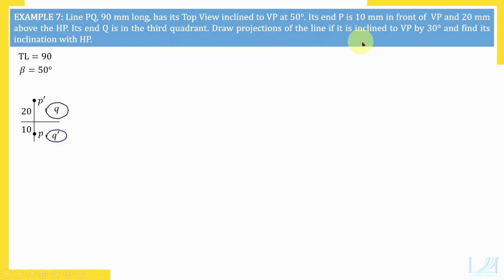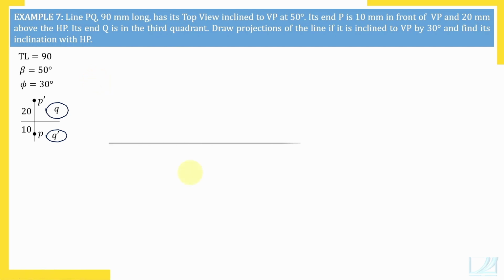Draw projections of the line if it is inclined to VP by 30 degrees. Line is inclined to VP by 30 degrees, that is phi given in this problem. So phi is 30 degrees. So true length is given, beta is given, that is top view inclination, and this is true length top view inclination. Both are top view inclinations, and the other end is in the third quadrant. So the top view angle is to be measured upwards. So both these angles we are going to measure upwards.